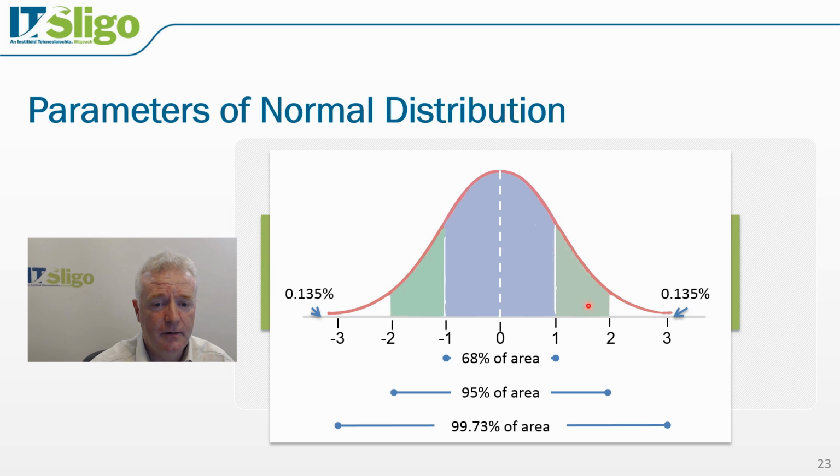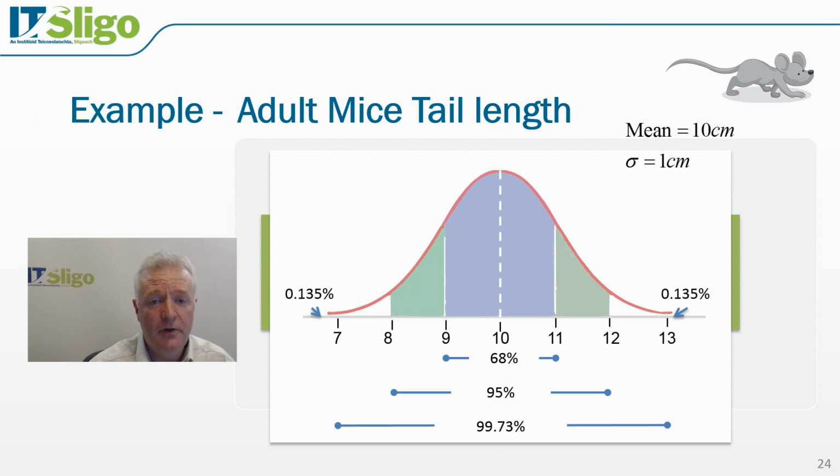95% of all measurements lie between values 2 standard deviations above the mean and 2 standard deviations below the mean. 99.73% lie between minus 3 standard deviations and plus 3 standard deviations from the mean. So there's a very small proportion, in total 0.27%, that lies beyond 3 standard deviations. The normal distribution is quite useful in measurements, and a lot of measurements will follow the normal distribution.